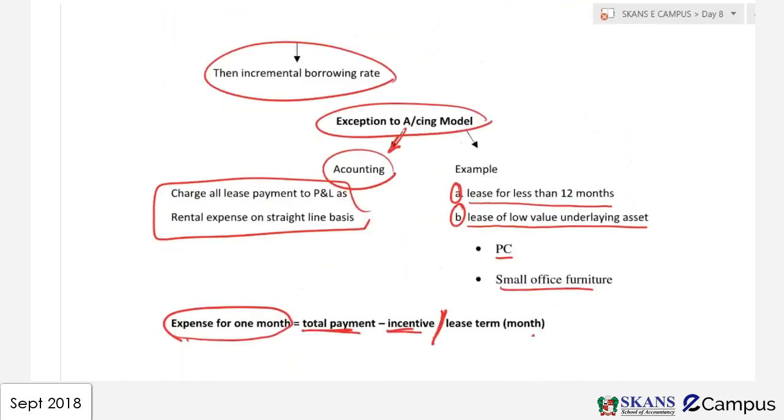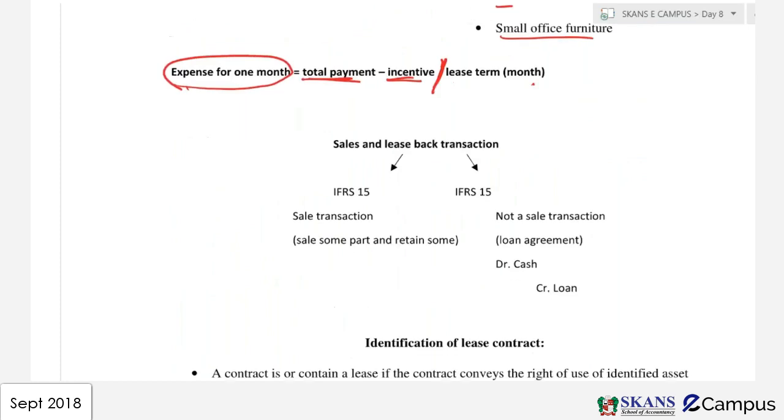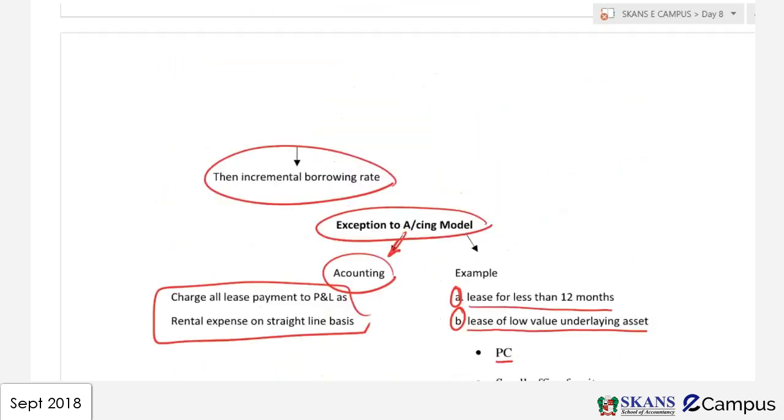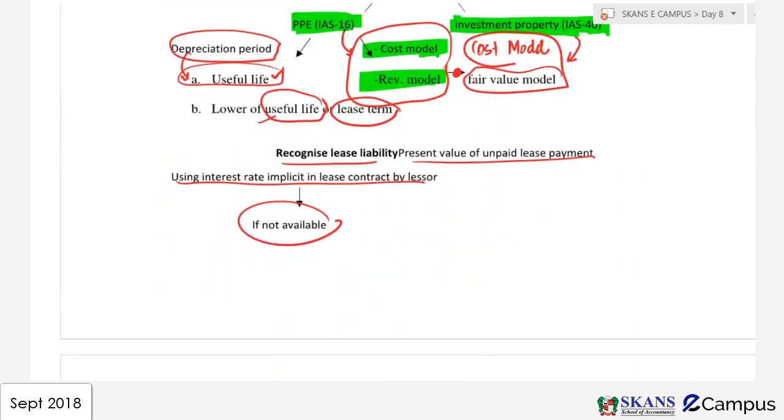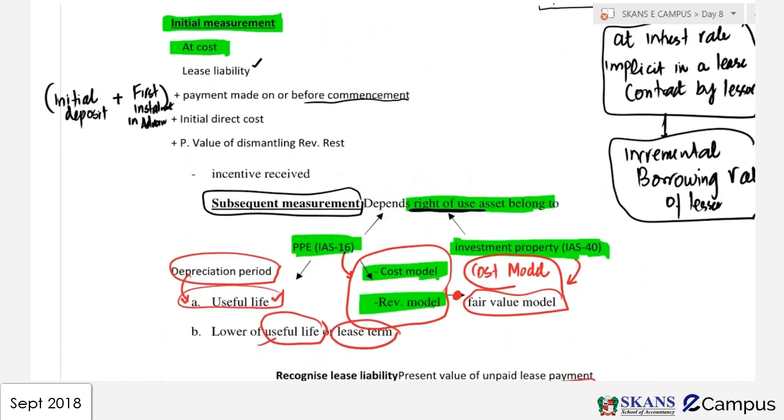Now, the most important thing for me is sale and lease back. But just to give you a thorough understanding of this standard, I'm going to give you an example of initial and subsequent measurement, guys. So you just need to pick your calculator so that you can solve the calculations. So give me the values, guys.